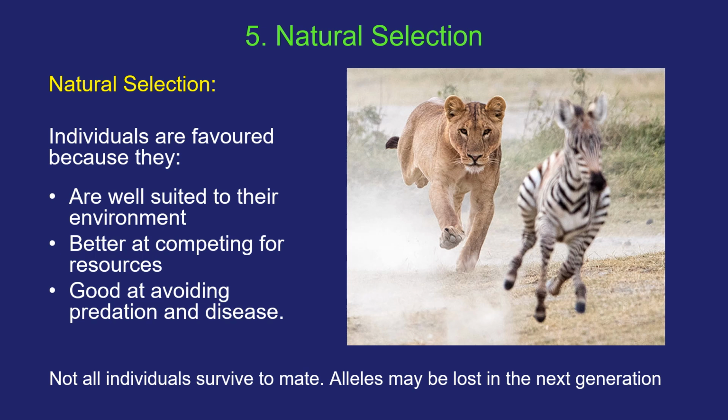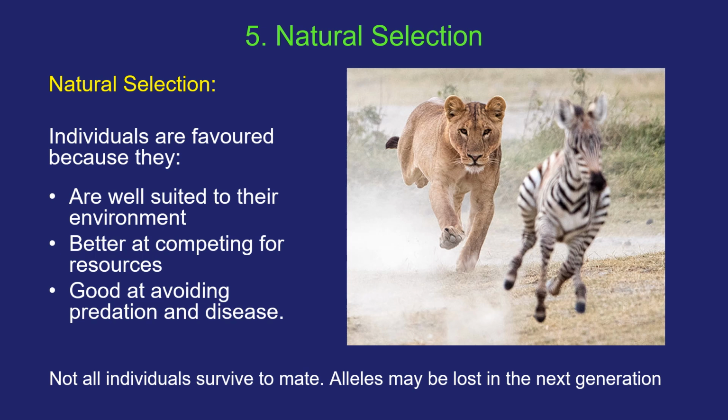Finally, we have natural selection. Generally the most important of these factors when it comes to evolution. Individuals are favored that are well suited to their environment, that are best able at competing with other species and other members of their own species so they can gather resources, and individuals that are generally good at avoiding predation and disease and other things that might limit their survival.